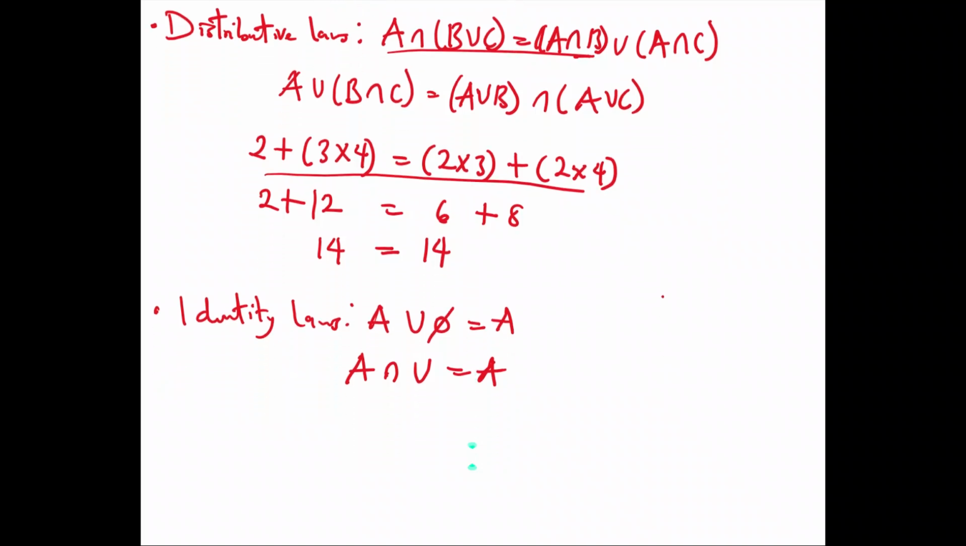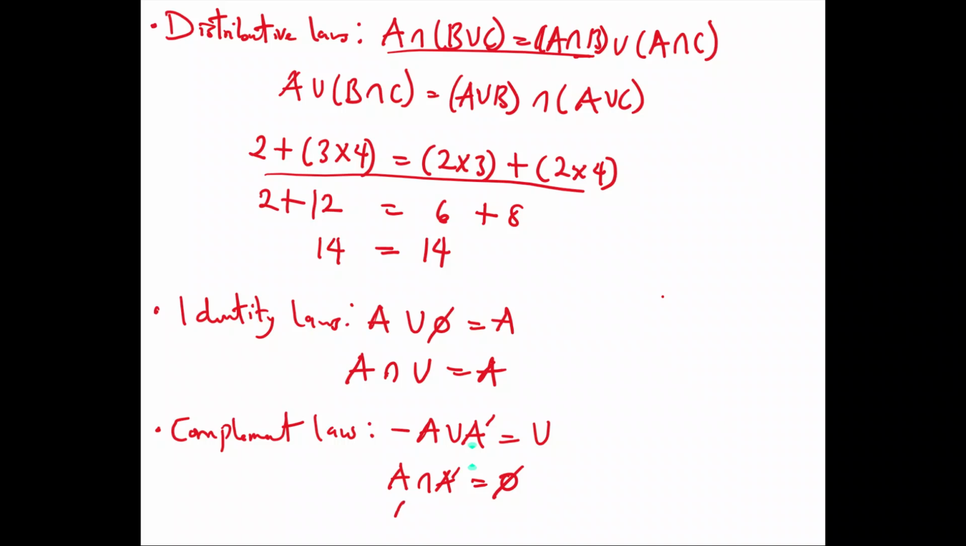And another law is the complement law. The complement law states that A union A prime, or complement of A, I call it A prime, but this is the complement of A, is equal to the universal set. And A intersection A prime is equal to an empty set. And the complement of the complement of A is still going to be A, because the complements cross out each other.